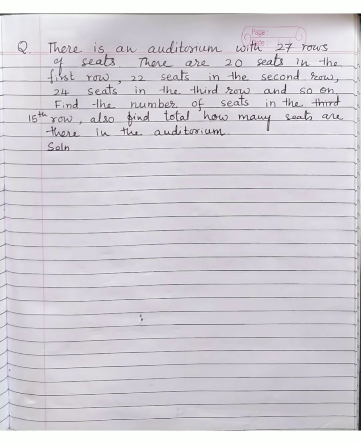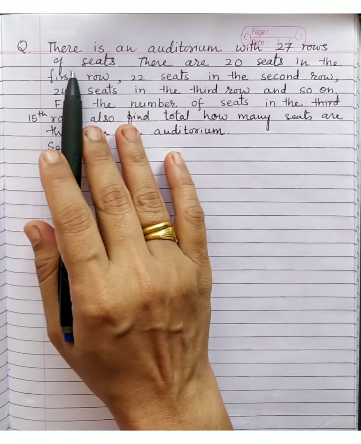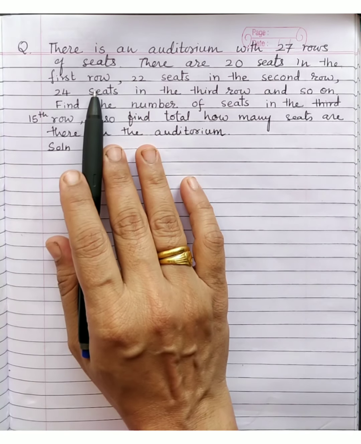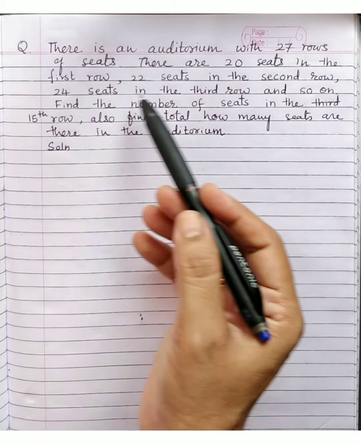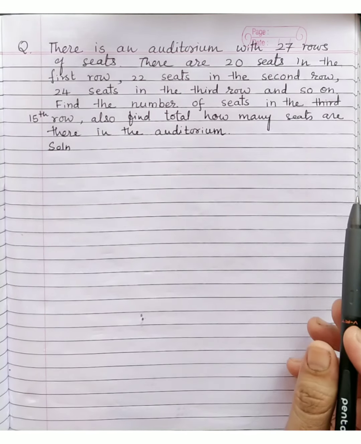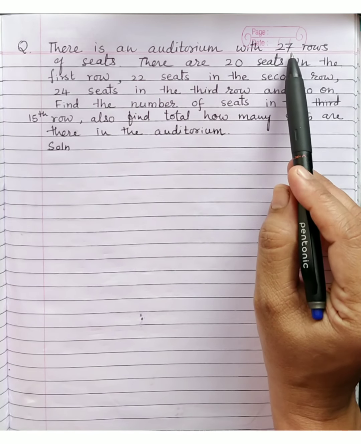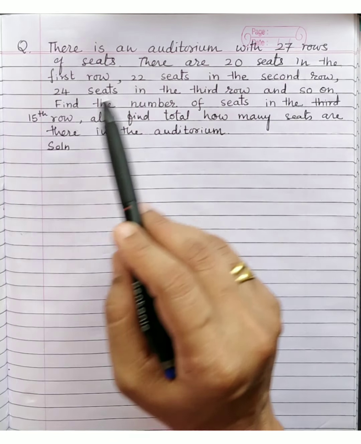Let's see another question. There is an auditorium with 27 rows of seats. There are 20 seats in the first row, 22 seats in the second row, 24 in the third row, and so on. How many rows are there in all? 27. First row, how many seats are there? 20. Second, 22. Third, 24.